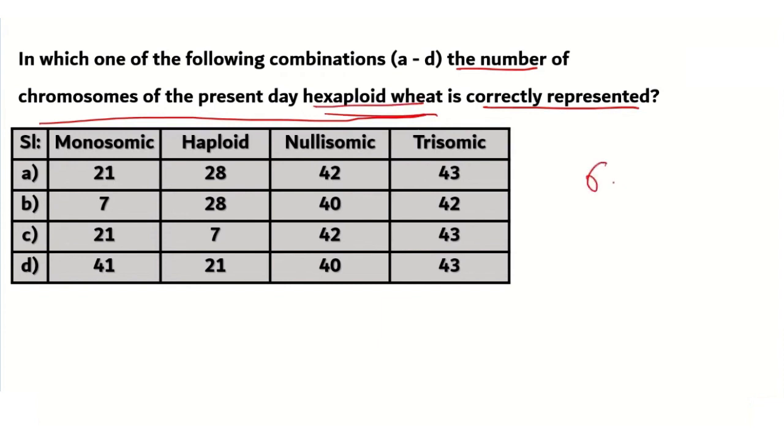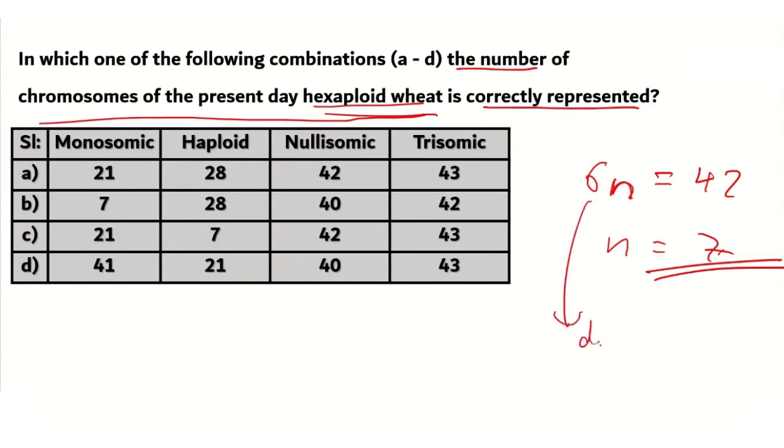It means that wheat has 6n number of chromosomes, so the total value for today's wheat is 42. So 6n equals 42, therefore n equals 7. 7 times 6 is 42, by the way. So we consider this hexaploid combination to be diploid because in this hexaploid condition, it has the complete set of chromosomes.